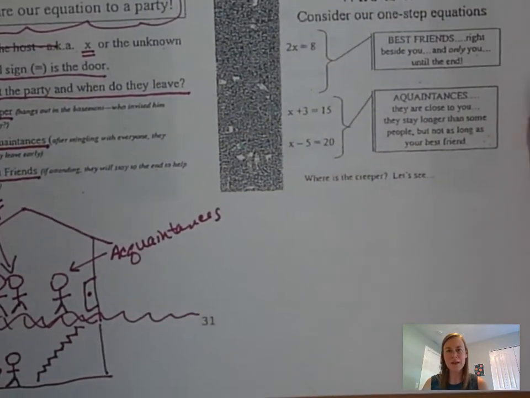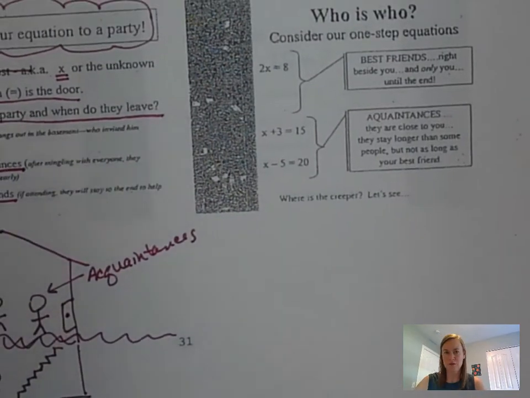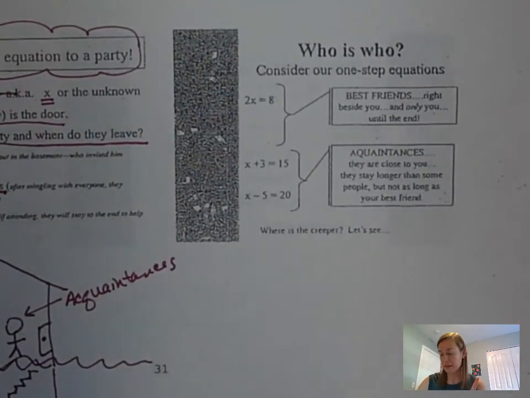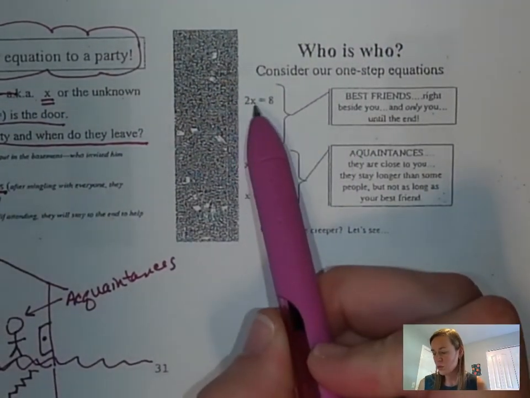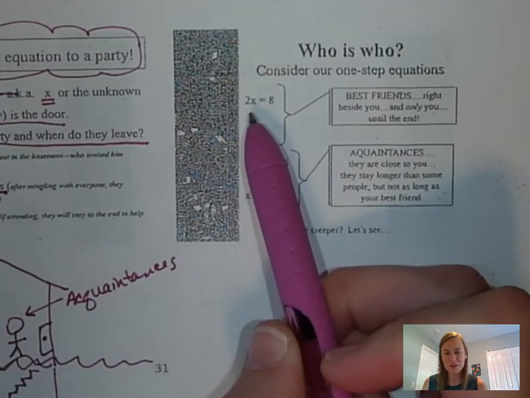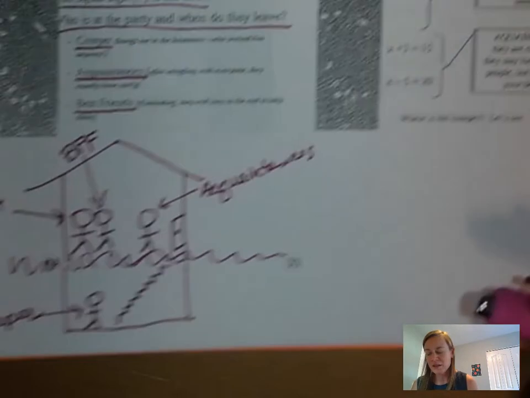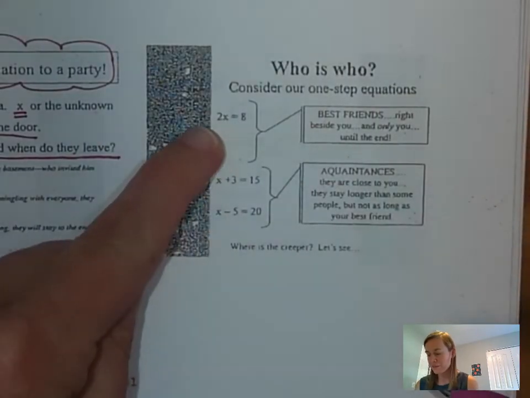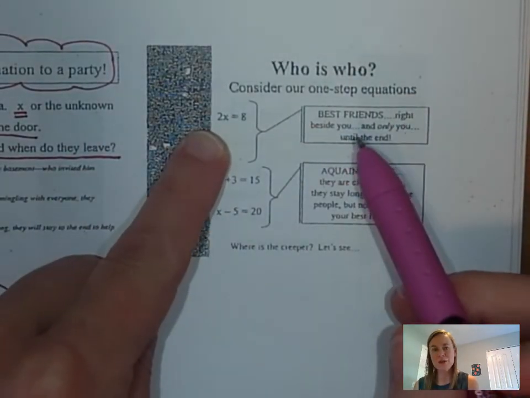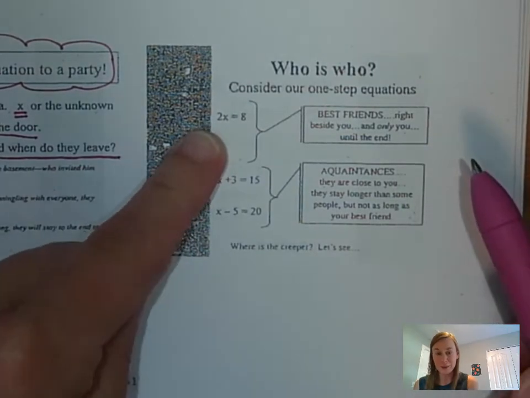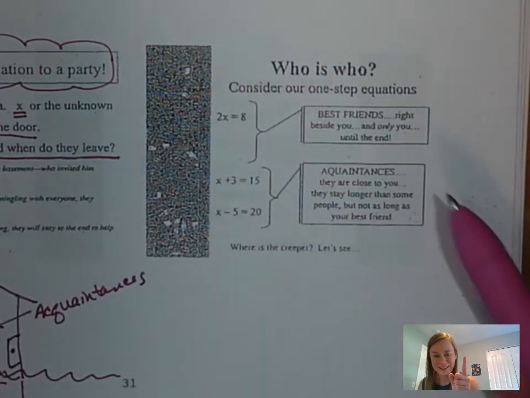Now let's think about one-step equations. So we're getting to two-step, but right now one-step. So when you have this 2 and the X right next to each other, they're right beside each other, just like these best friends were. So this would be a best friend situation. They stay right beside you and only you until the very end of the party. And if you're lucky, they even help you clean up.